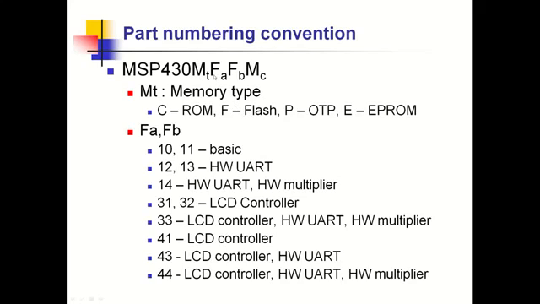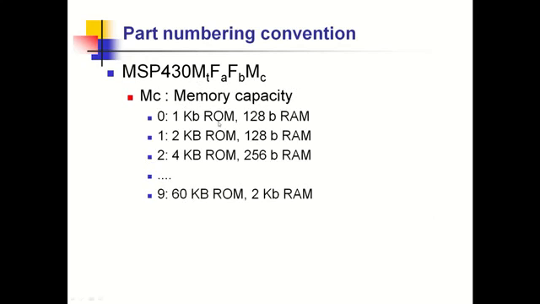Similarly, the other two digits, FA FB, are about the functional units which are inbuilt. Whether you want a basic unit, or you want hardware multipliers or LCD controllers and so on. So the basic functions are optional. You have to choose based on your application. And the last suffix is about the amount of memory capacity.